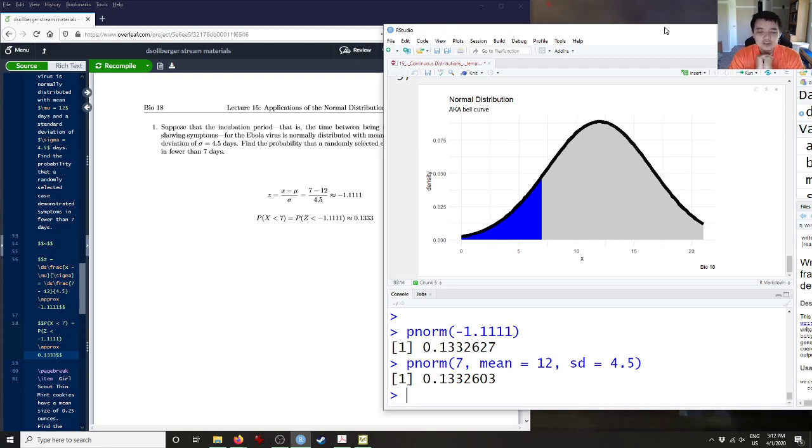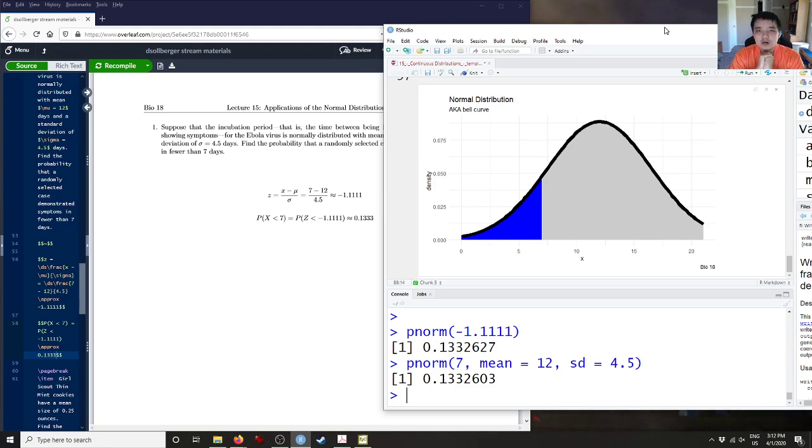So from start to finish, with the Ebola virus, on average, susceptible people would show symptoms at 12 days. When I ask the question, what's the probability that they would show symptoms in fewer than 7 days, you could get a sense that's already improbable, and the probability was down to about 13%.